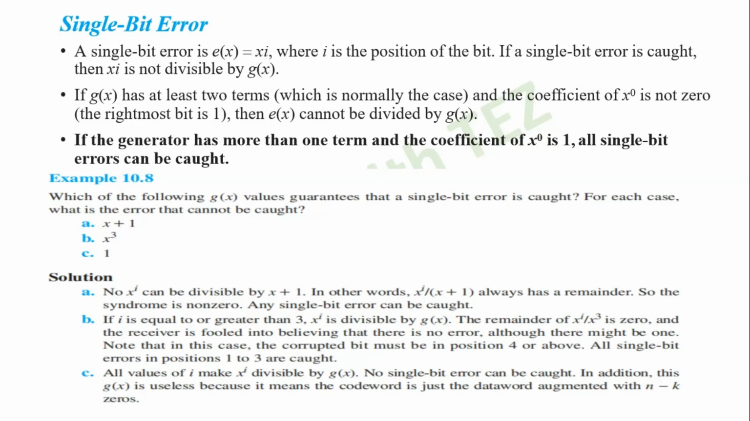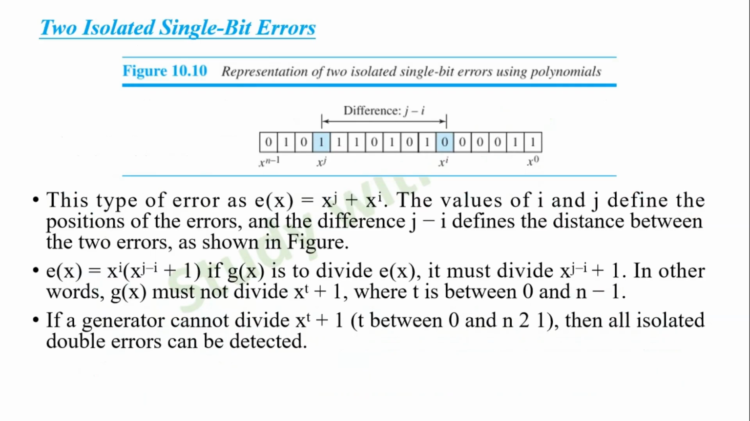Next, coming to two isolated single bit errors. If there are two errors at positions j and i, they are represented by x to the power of j and x to the power of i, and the error is a combination of both, with a distance of j minus i between them. We factorize by taking x to the power of i in common, so the equation becomes (x to the power of j minus i, plus 1) into x to the power of i.